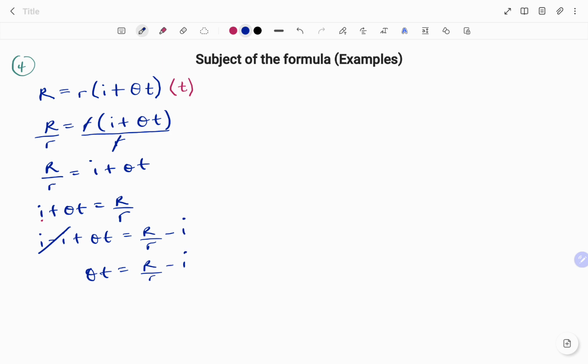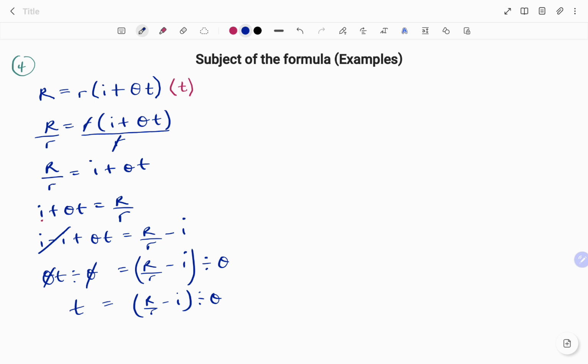Then I divide both sides by theta because I'm to make t my subject of formula. But instead of writing my divided by t, sorry, I'll rather write it as divided by theta. So I'm going to correct that quickly. Okay, I wrote it that way to make it easy for me to change my division sign. I usually do that if I have a fraction on the other side. This cancels. I'm left with t equals R over r minus I, all divided by theta.